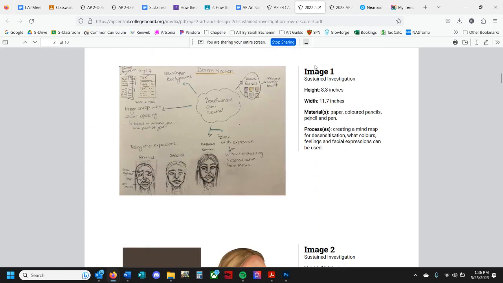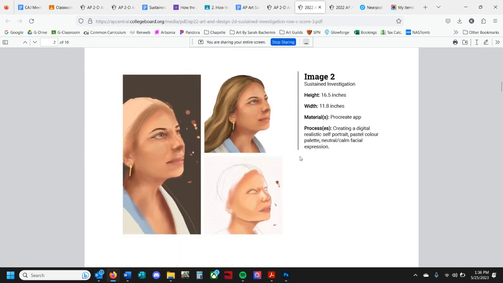So take a look at each of the pieces and what she talks about as far as her materials, processes, and ideas. So for her materials for this one, it's paper, colored pencils, and pen. The processes are creating a mind map for desensitization, what colors, feelings, and facial expressions can be used. So this is a process image from her sketchbook. And then here's one of her pieces.